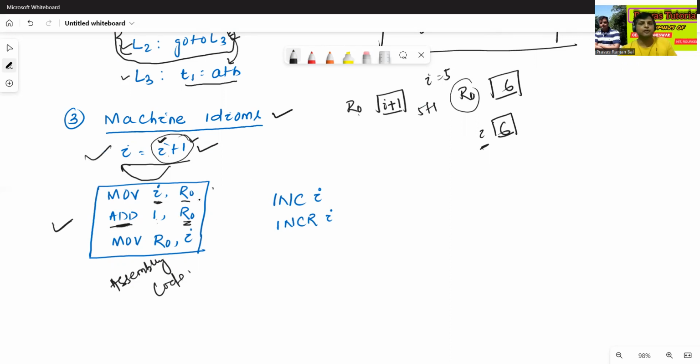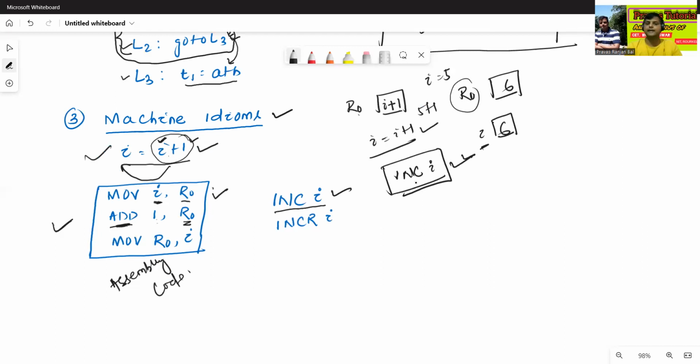Some compilers consider this assembly code, and some compilers simply write INC I instead of writing I equals I plus 1. Means for the increment operator, some compilers directly write INC I, and some write INCR I. So these are called peephole optimization or code optimization methods.